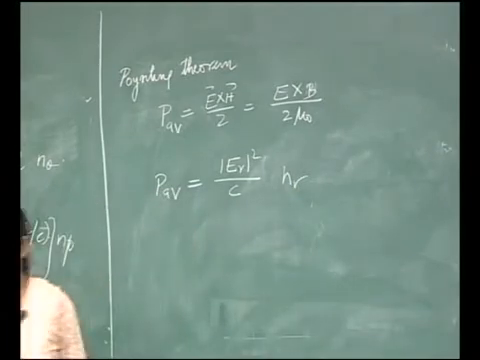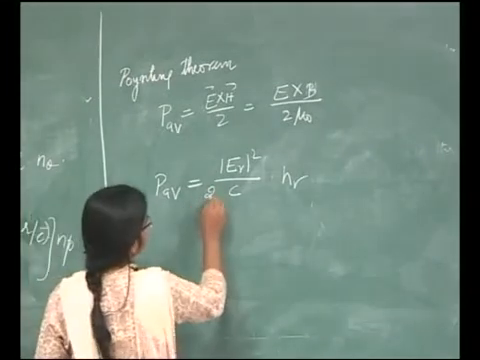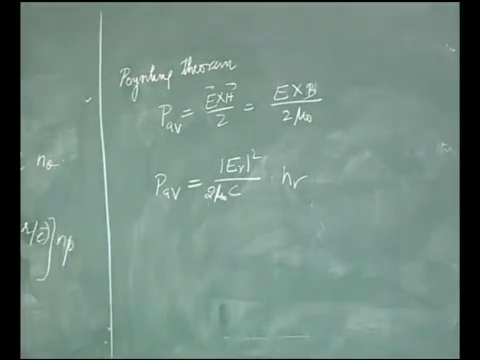So, power is radiated along the radial direction. Sorry, that is there 2 mu naught c, that is there 2 mu naught c. So, power is radiated along the radial direction.